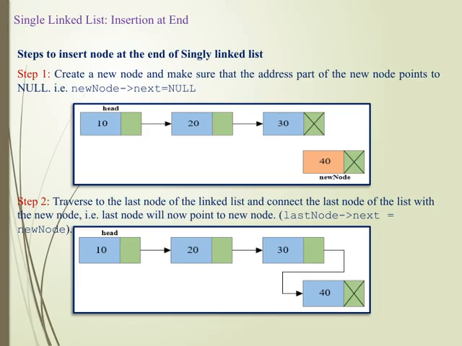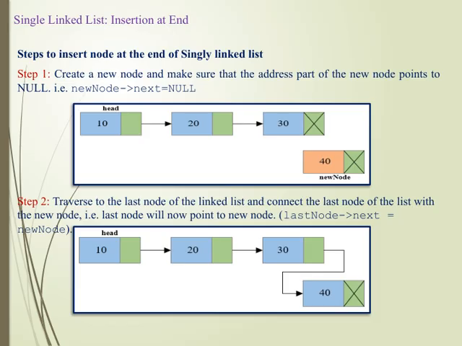So we do this by making new node next equal to null. Next, we need to find the last node in the existing list. We do this by traversing from the head of the list until we reach the node whose next pointer is null. Once we've found the last node, we connect it to our new node by setting last node next to point to the new node.